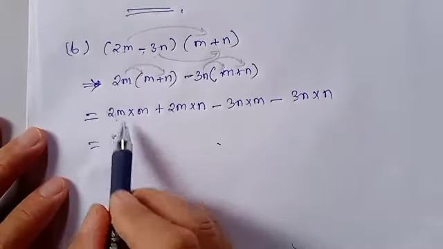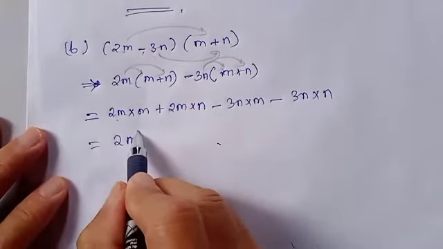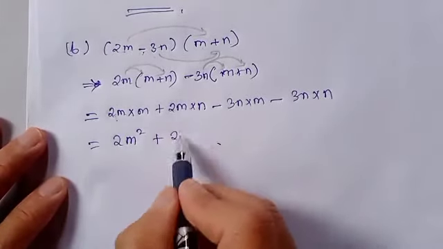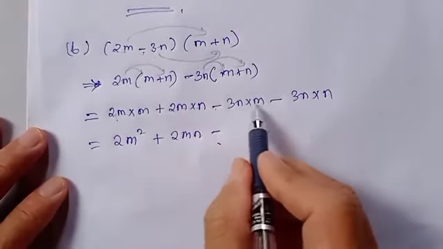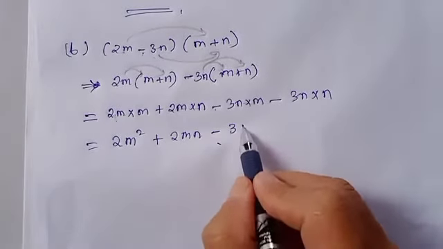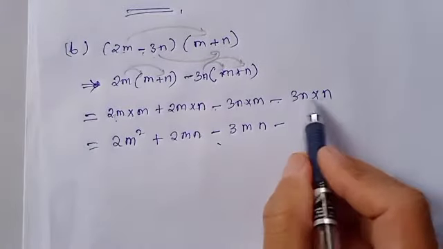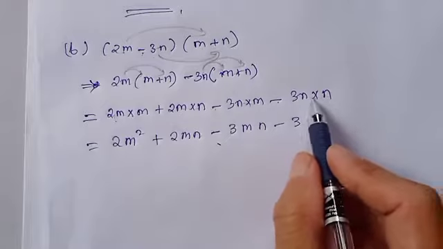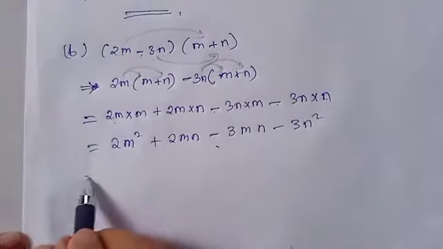For the number we have only 2, so you write 2. What about m? We have 2m, and m into m is, we know, m square. Plus, number, we have only 2, m we have only 1, n only 1. Minus, what about numbers? We have only 3. What about m? We have only 1m. What about n? We have only 1n. Minus, number, we have only 3. What about m? M is not there, we have only n. N and n, n into n is n square.